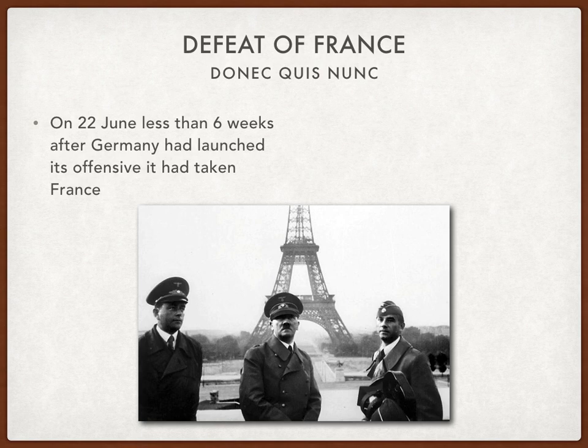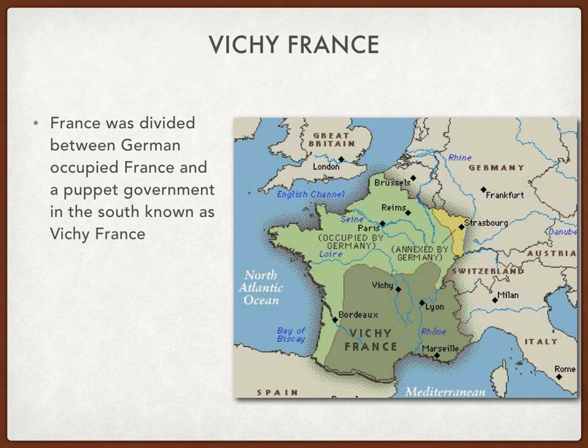Hitler made the French sign the terms of surrender in the same railway carriage that Germany had signed its terms of surrender at the end of World War One, to add insult to injury. In the terms of surrender, Germany occupied over half of France. It went under direct German rule. This included the city of Paris, while they set up a puppet government in the south of France, which became known as Vichy France, as that's where this puppet government sat. It really just did whatever Hitler wanted it to do.